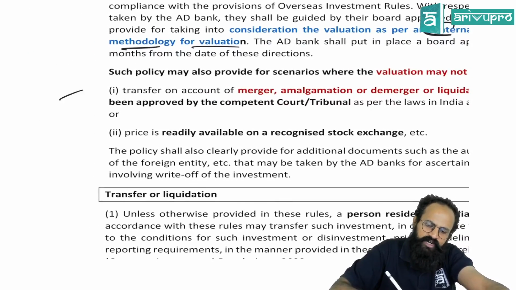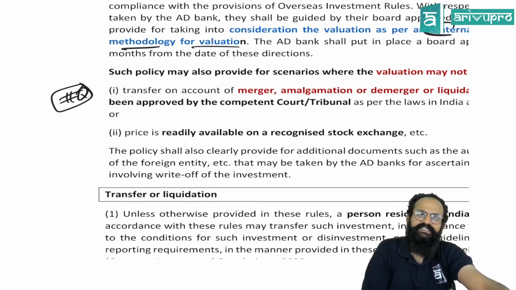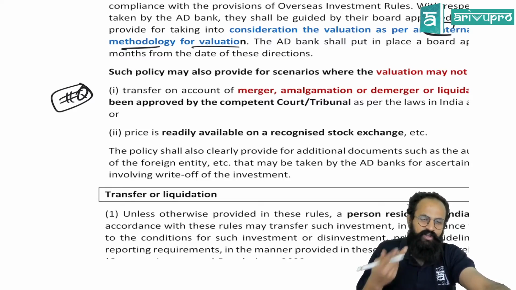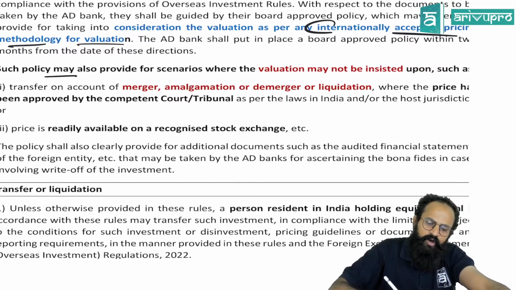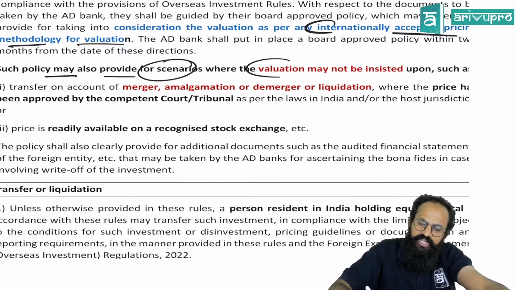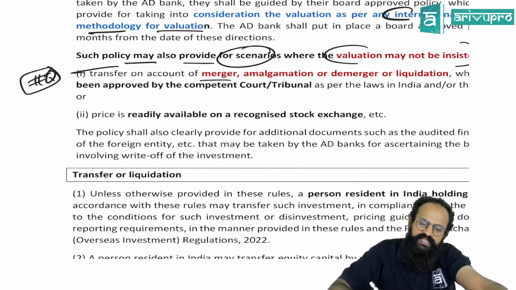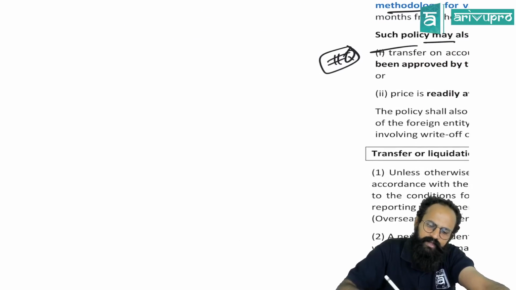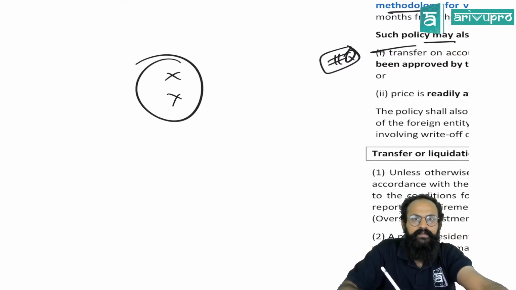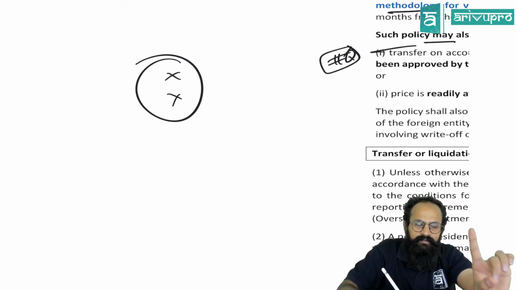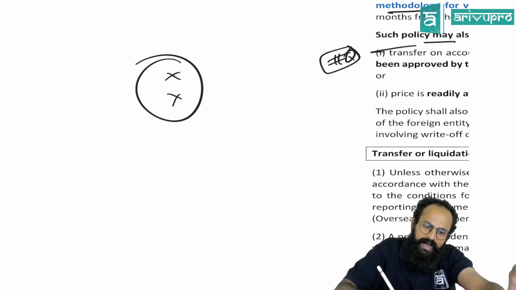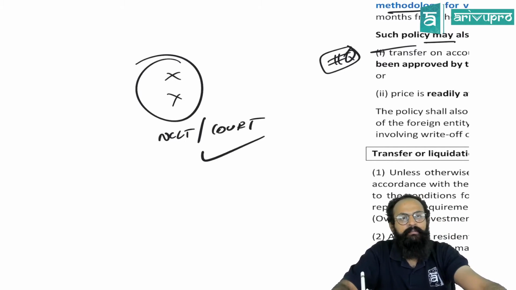Now this part is important for your exam. If not this attempt, next attempt. We are doing it for May, for June. For December, it can be important. So these are questions, just remember. Such policy may also provide for scenarios where valuation may not be insisted on, meaning not required, when transfer is on account of merger, amalgamation, demerger, liquidation, meaning companies X and Y are coming together. Always remember, whenever mergers and demergers happen, it will happen only after approval of the NCLT or any competent court. They would have accepted this particular merger or demerger.